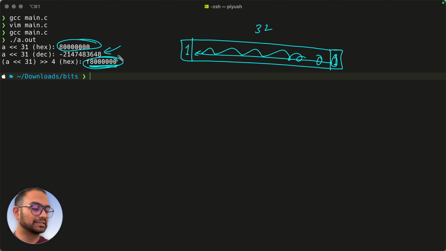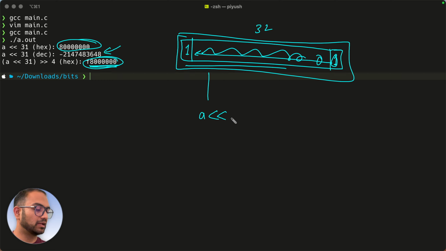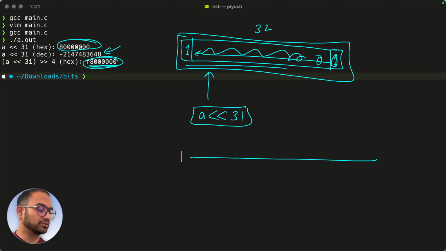We printed that as a decimal value, so it turns out to be the lowest negative number that we can get in 4 bytes. And then what I did was essentially took this thing, which is A left shift by 31, this is the result. So 1 with all zeros on the right, all 31 zeros on the right. And I said, hey, move this by 4. So, move, move, move, move, right? 1 move, 2 move, 3 move, 4 move.